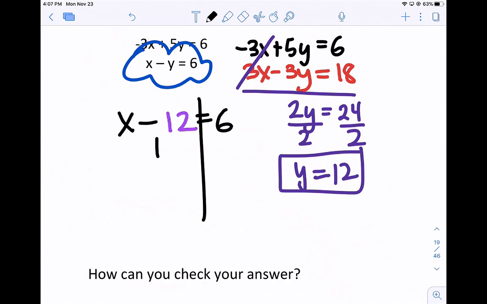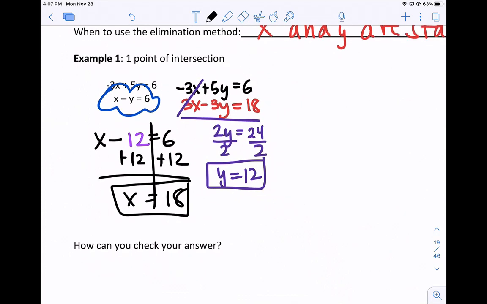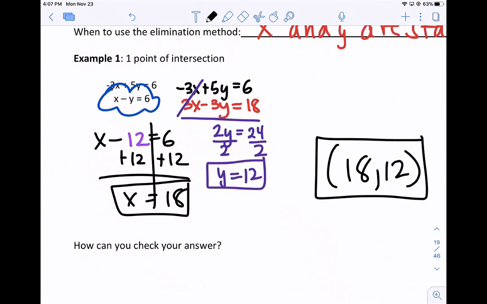So we'll add 12 to each side, and we'll get x equals 18. So I know that if I were to graph these 2 lines, they would cross, and they would cross at the point 18, 12. So there's 1 point of intersection if I were to graph those.